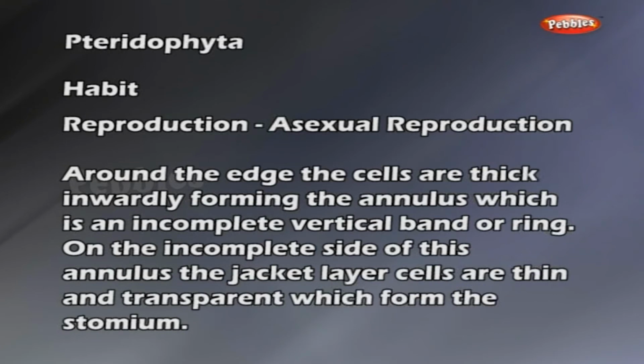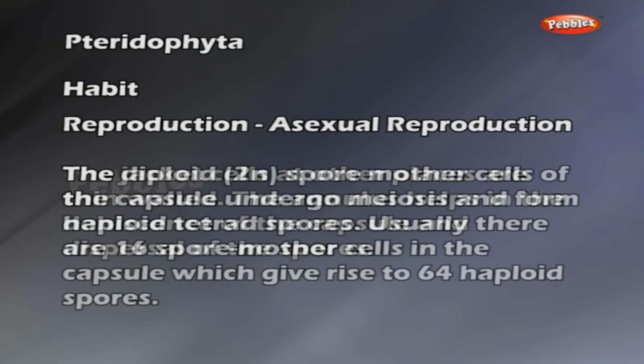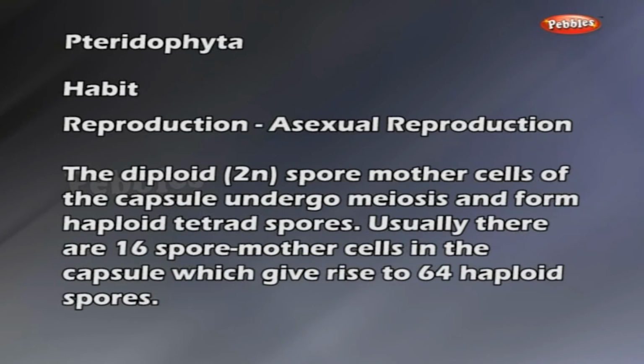Around the edge, the cells are thick inwardly, forming the annulus, which is an incomplete vertical band or ring. On the incomplete side of this annulus, the jacket layer cells are thin and transparent, which form the stomium. The jacket cells at other places are thin-walled. The annulus helps in the dehiscence of the capsule and dispersal of the spores. The diploid 2N spore mother cells of the capsule undergo meiosis and form haploid tetrad spores.